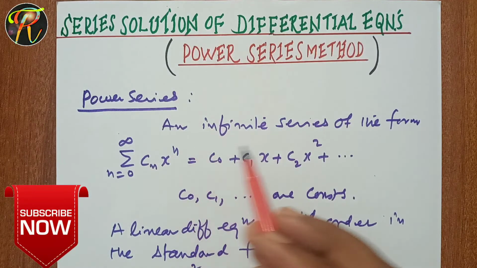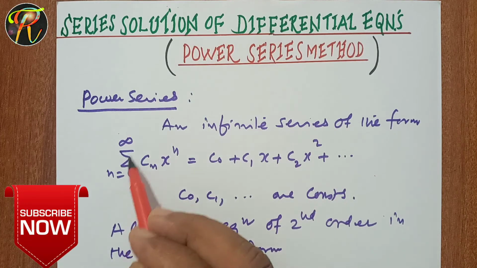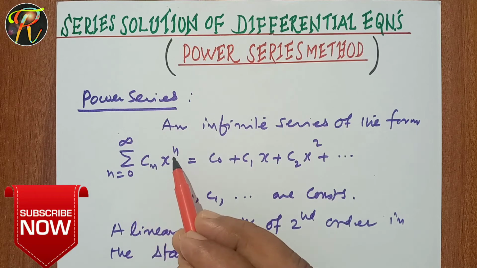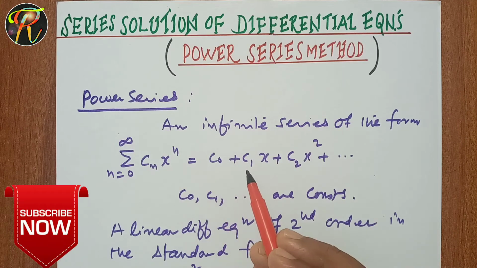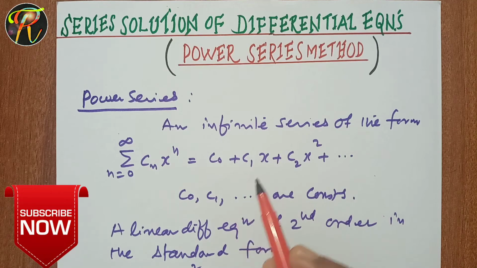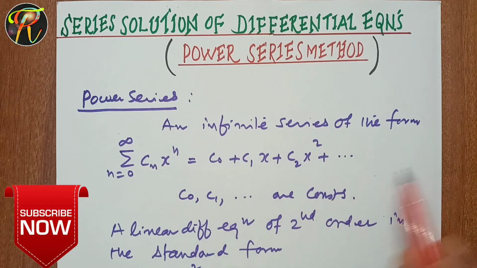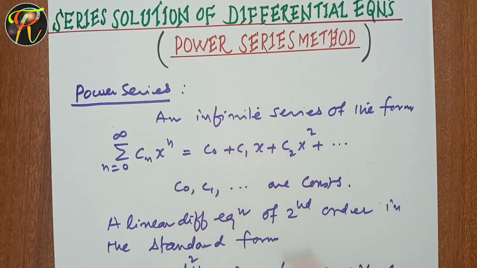An infinite series of the form sigma n equal to 0 to infinity c_n x to the power n, which means c0 plus c1x plus c2x squared and so on, where c0, c1, c2 and so on are constants. So we will solve a differential equation by using this method. This is called the series solution method. Also, this is called integration in series.